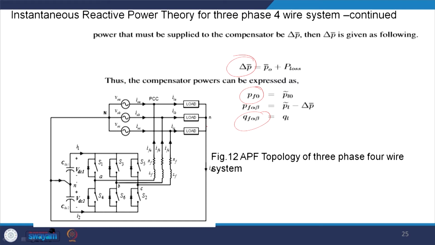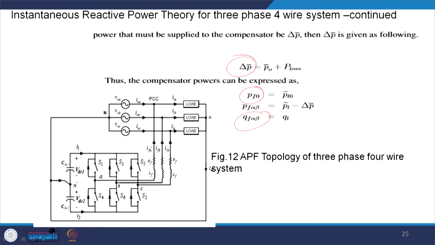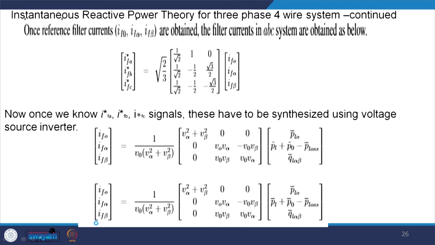And from this will be the active topology. Essentially this will be the flow of the 0 sequence component. If you do not have any fourth leg, fine; if you have a fourth leg, then you can have the control of the fourth leg also. So, this is the way you will control. So, you have the I F A B C and that you will be injecting from here. So, once the reference currents have been obtained, the filter current ABC system is obtained as below, as we have shown in the previous slide by the reverse transformation.